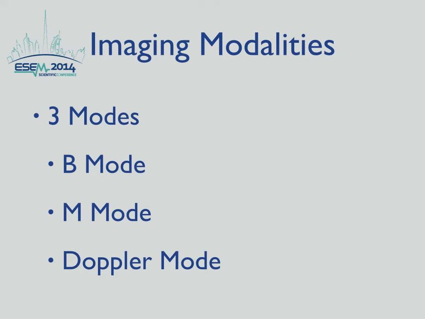There are three basic imaging modalities that can be used by ultrasound: the B mode, the M mode, and the Doppler mode. In the next few slides, we are going to briefly go through these imaging modalities.